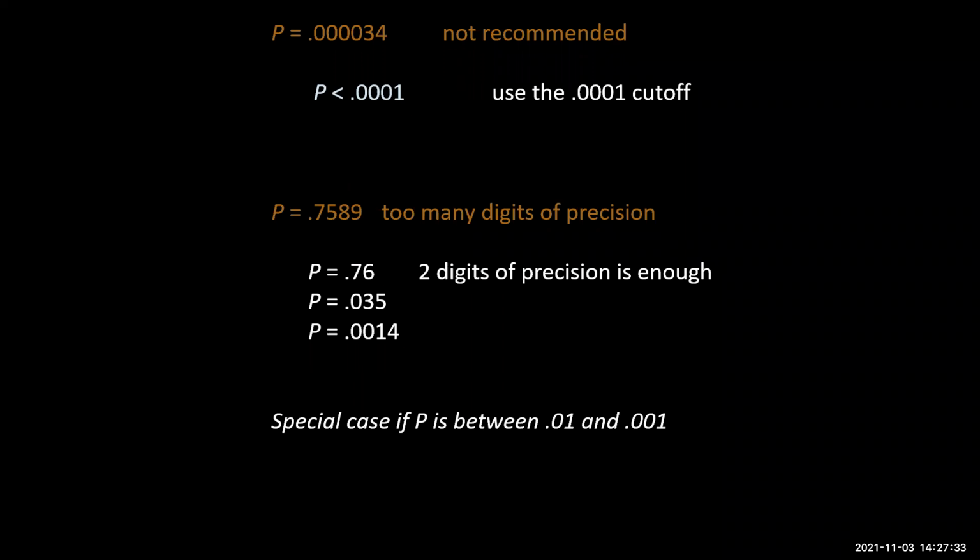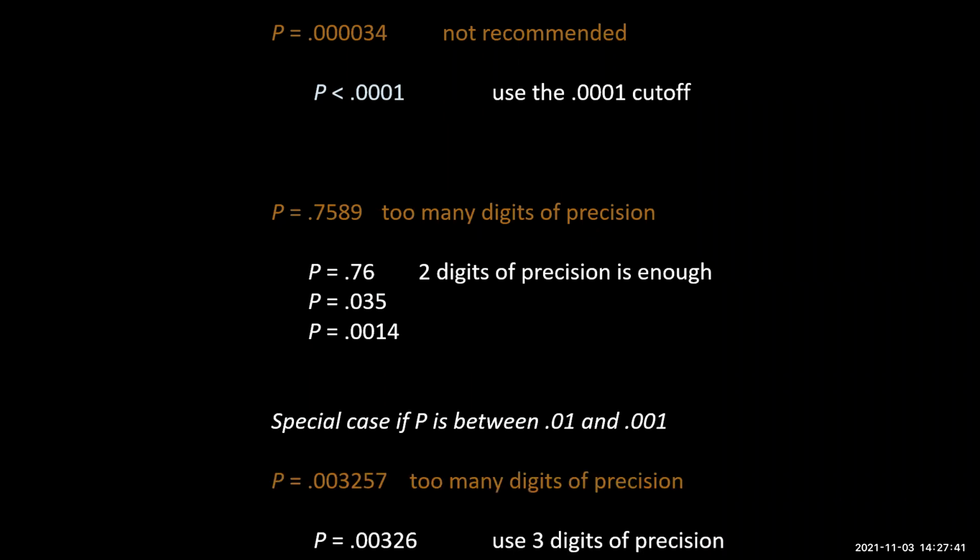A special case, again, you can ignore this if it's too much to remember, is if the p is between 0.01 and 0.001, in which case you can use 3 digits of precision instead of 2. But it's okay to use 2 or 3 digits of precision. But more than that, it looks a little bit silly or unprofessional.